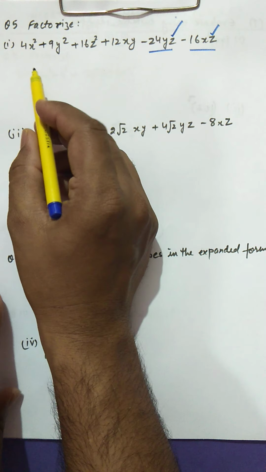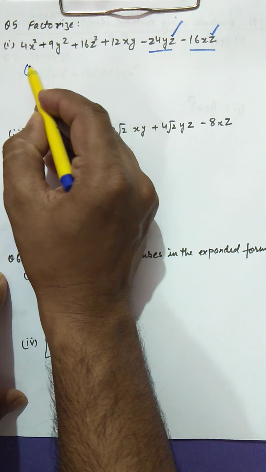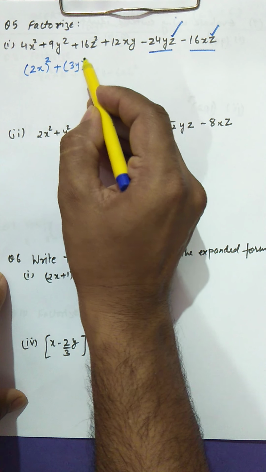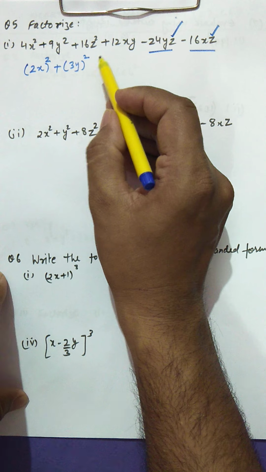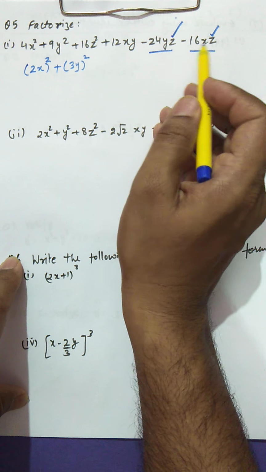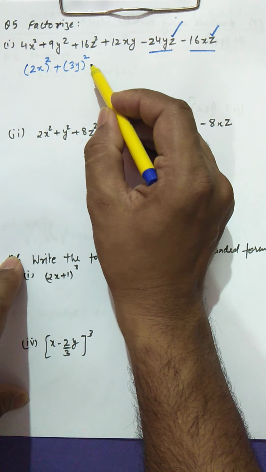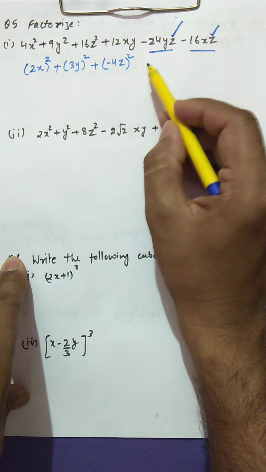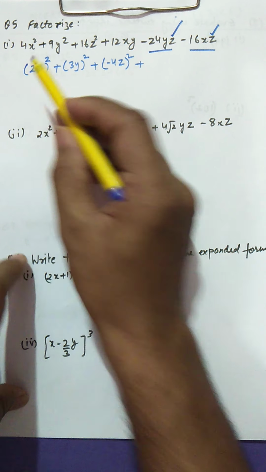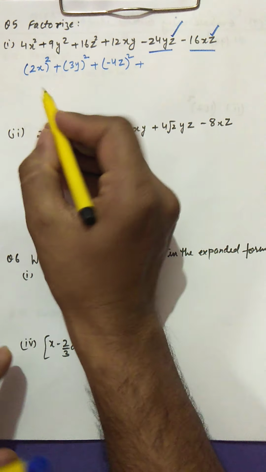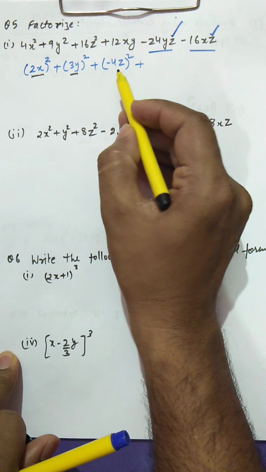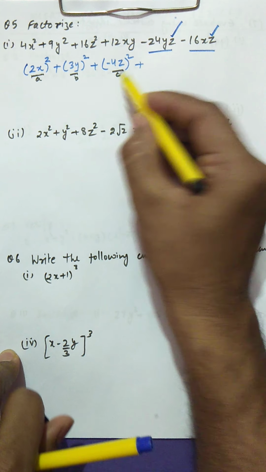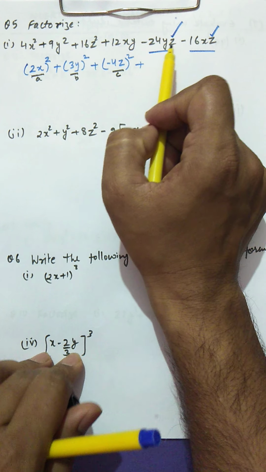So how am I going to use this? You see this is 4x square, which can be written as 2x whole square, 9y square which can be written as 3y whole square, and this 16z square, because I told you that z was common in the negative terms, so z is going to be negative. So this you can write as minus 4z whole square. After getting this a, b, c, you can see this is a square, this is b square, this is c square.